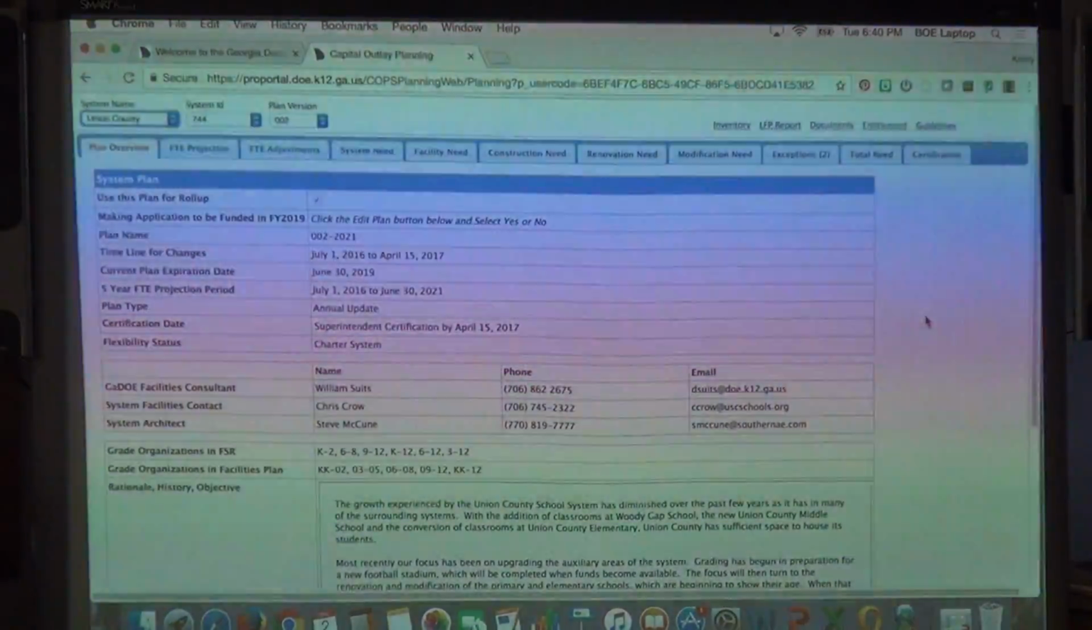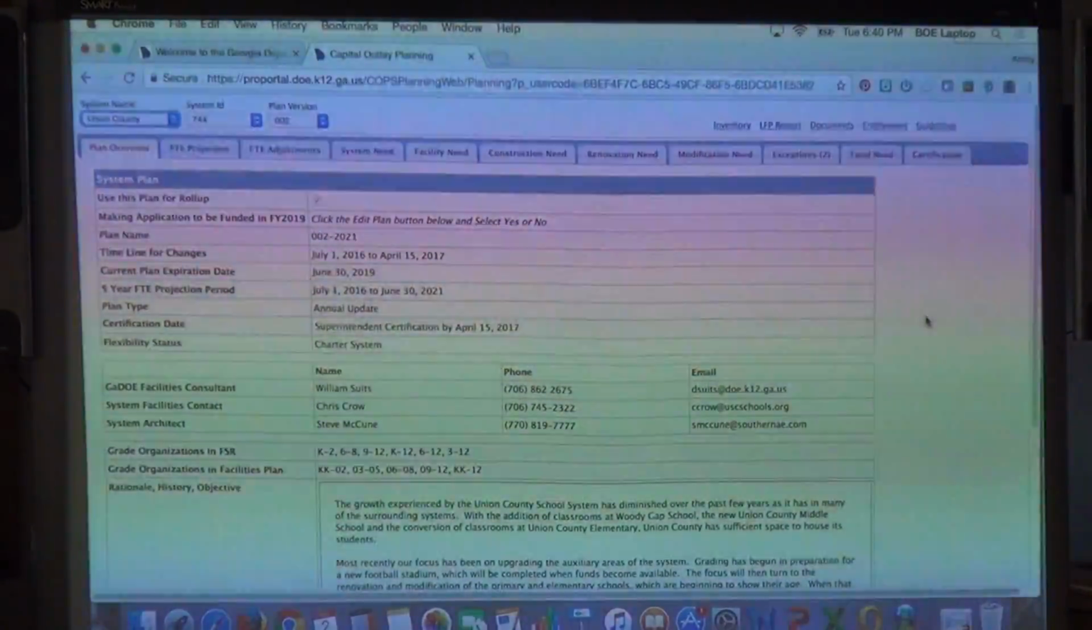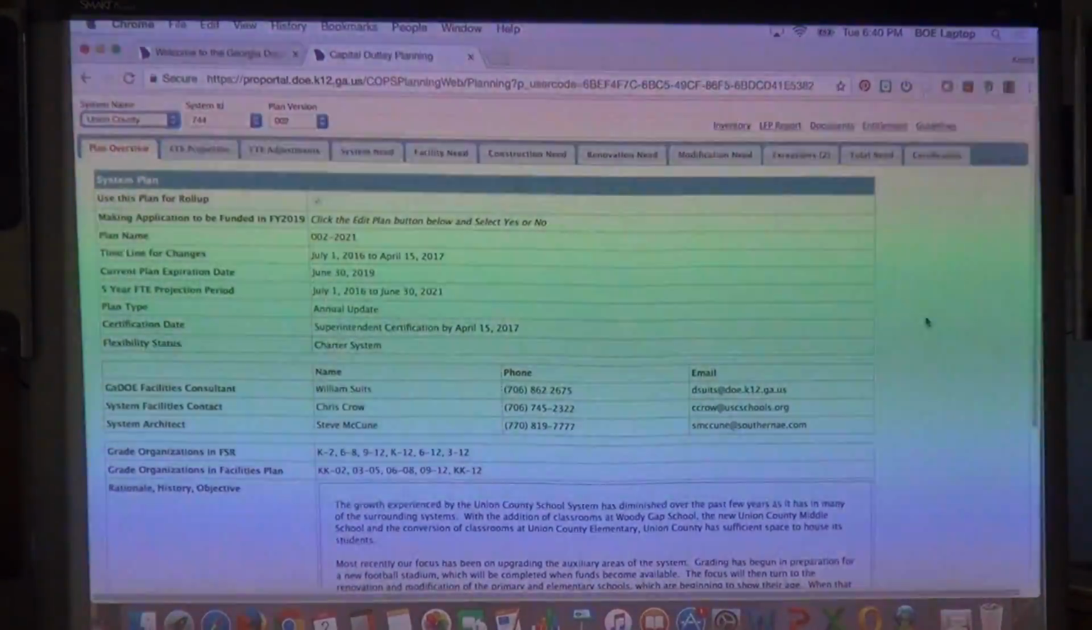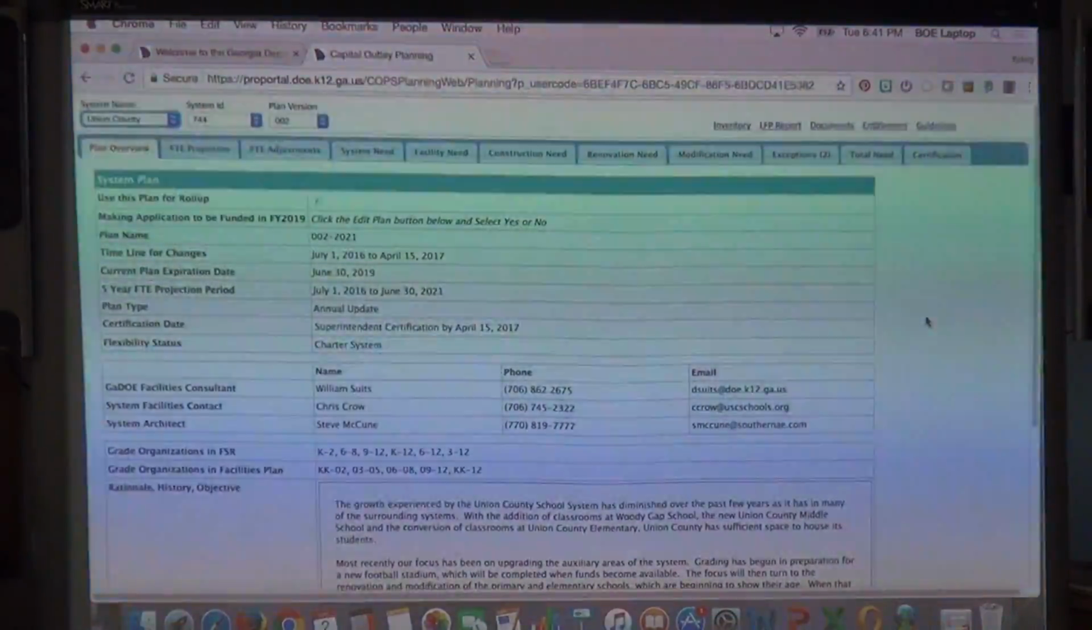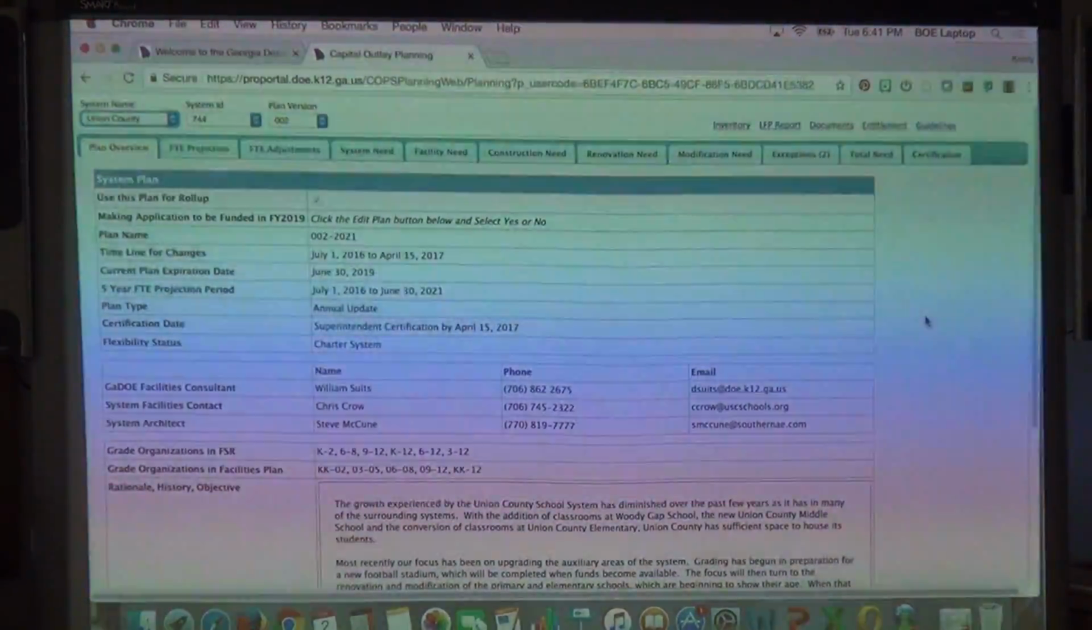So you click on the capital outlay planning, and this is what comes up. You're only able to see your plan. You're not able to see towns and finance and plan, which sometimes we'd like to say, what are they doing over there? But you can only see your plan. And so this is the overview page.